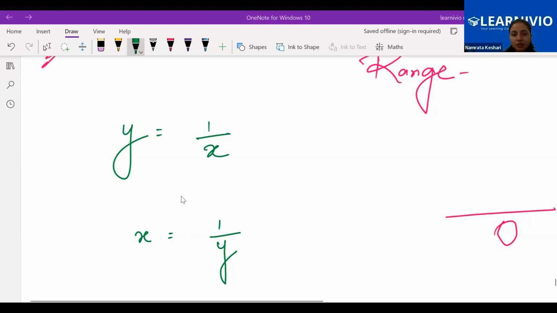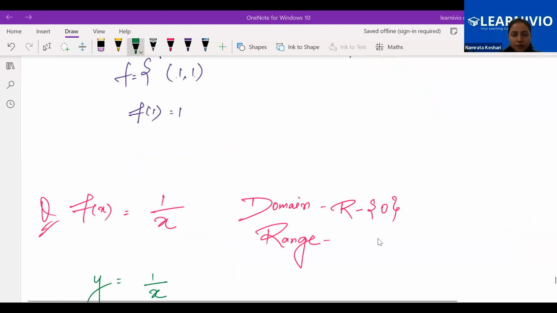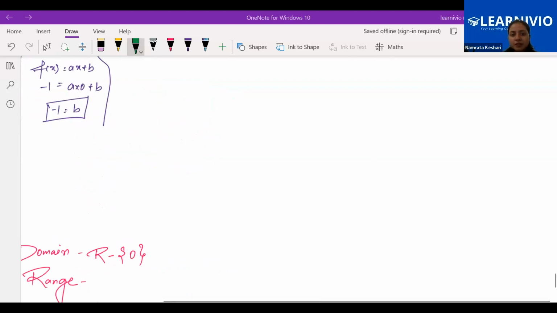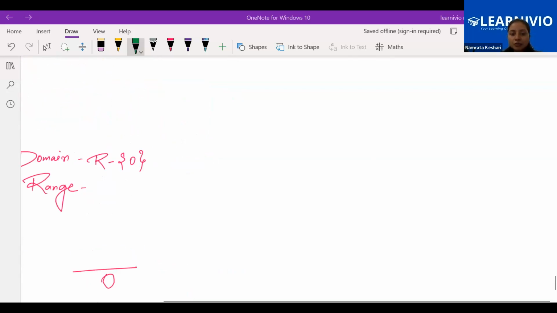Wait. I think I have maximized it a lot. Infinity. Is it infinity? See, range will also be all real numbers. We will be getting any real number, but 0 we will not be getting. Range also you can take it like this. Let me show it to you. Just a second.